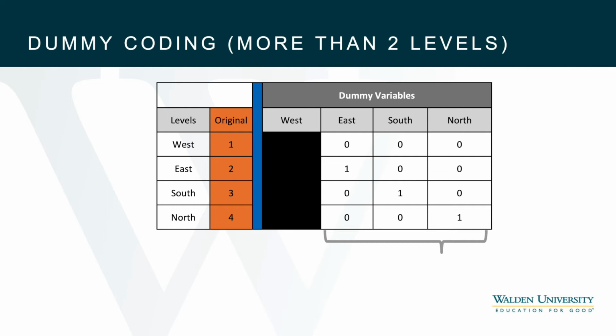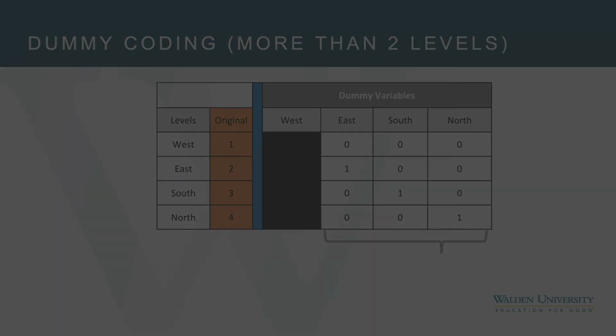Here is that original variable. Those are the regions in Africa. I assessed that the western region was the largest region, and that is not going to be coded, hence that black area. East received a 1. In that east dummy variable, everything else was 0. South received a 1. In the south variable, everything else was 0. And north received a 1 in the north variable, and everything else was 0.